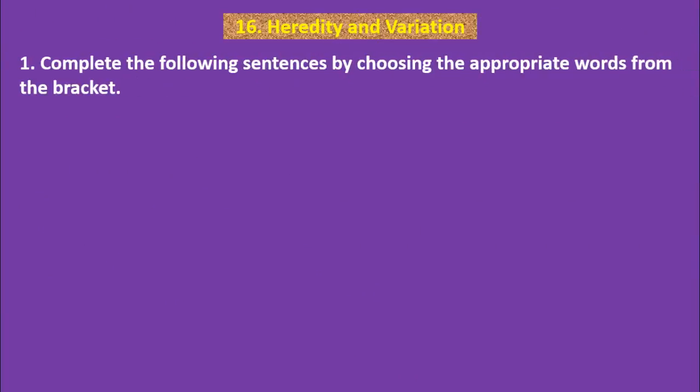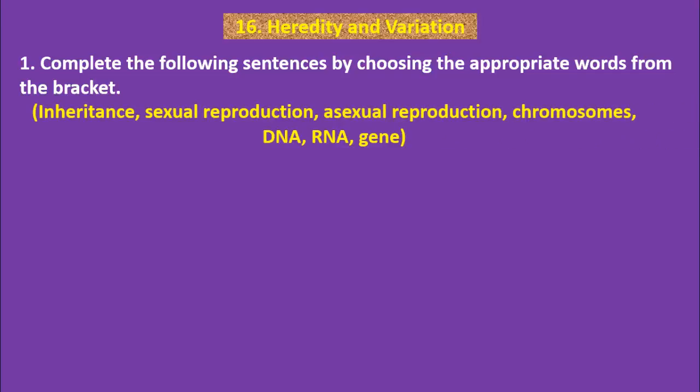Question number 1. Complete the following sentences by choosing the appropriate words from the bracket. Inheritance, sexual reproduction, asexual reproduction, chromosomes, DNA, RNA, gene.